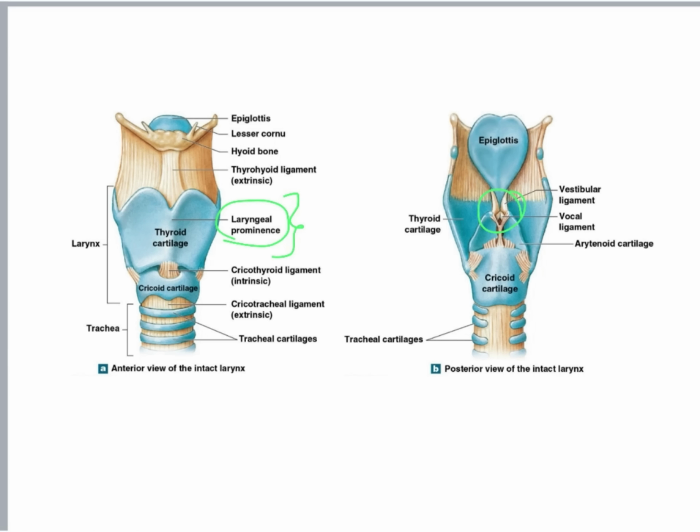Now, below the thyroid cartilage, we find the cricoid cartilage. And you can see here in the posterior view that the cricoid cartilage is the only cartilage of our larynx that has a posterior surface. All other cartilages of our larynx do not have a posterior surface. Now, between the thyroid and the cricoid cartilage, we find the cricothyroid ligament.